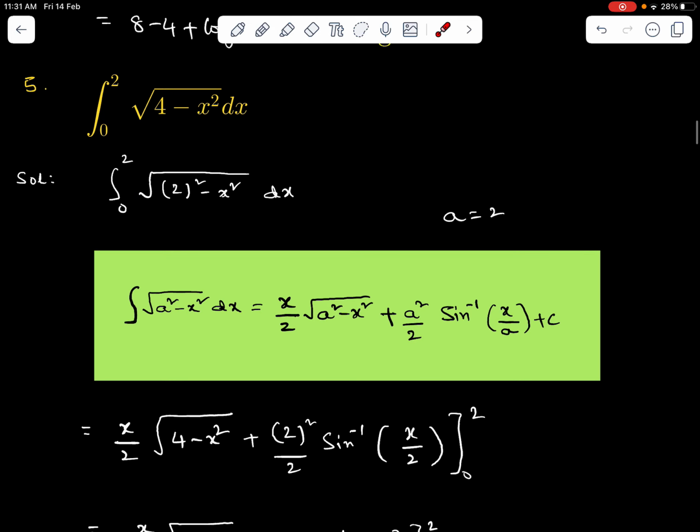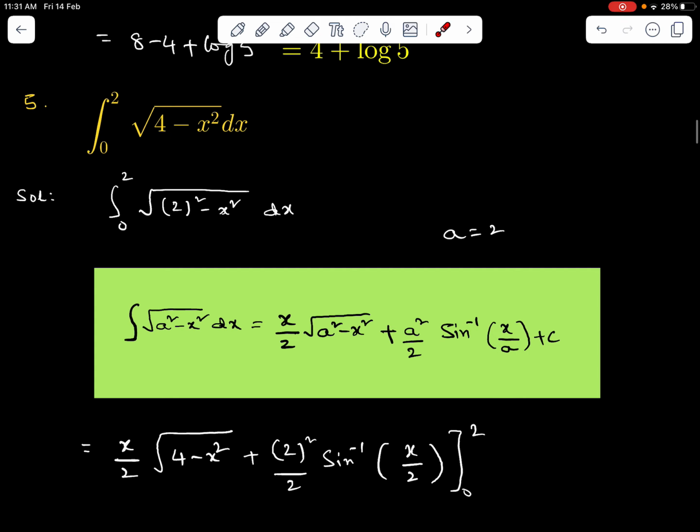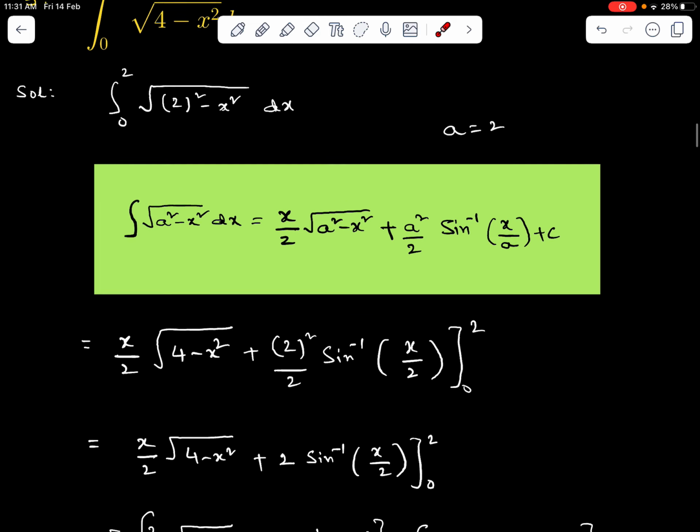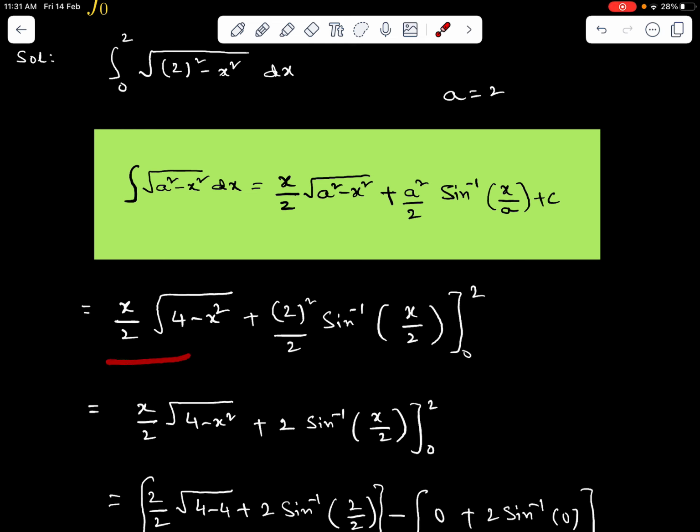Next. Sum number 5: integral of root over (4 minus x square) dx. It is in the form of root over (a square minus x square). The value of a is equal to, you can observe the formula here. Integral of root over (a square minus x square) dx is equal to x by 2 root over (a square minus x square) plus a square by 2 sin inverse x by a plus c. This is the formula. Therefore, x by 2 root over (4 minus x square), a is equal to 2, plus 4 by 2 sin inverse x by 2.